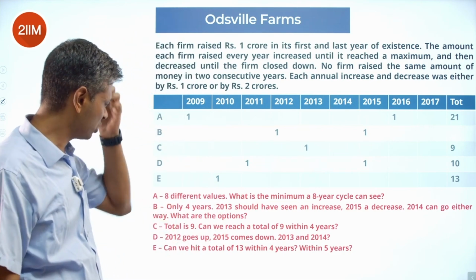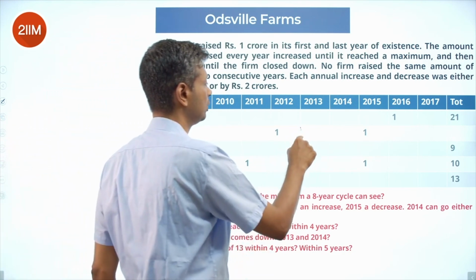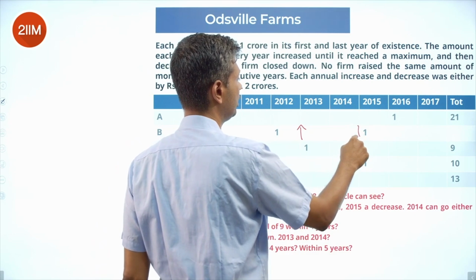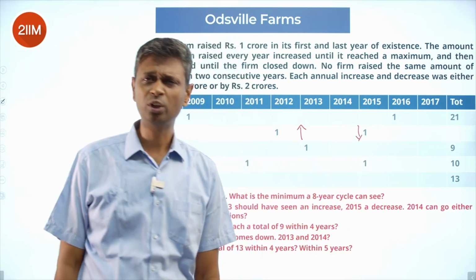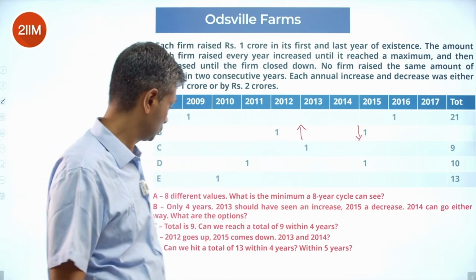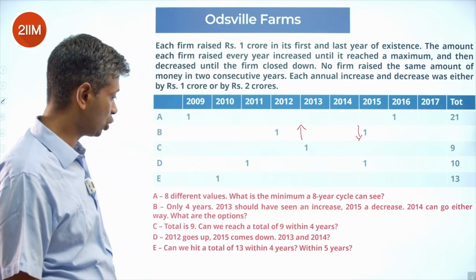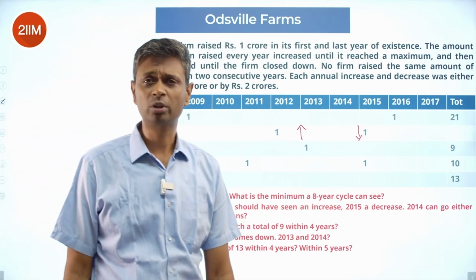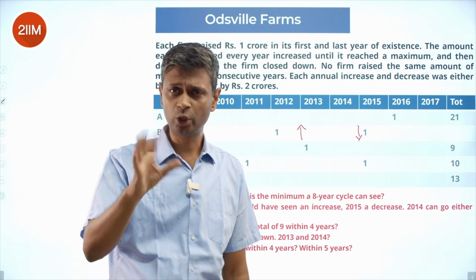Only 4 years. 2013 should have seen an increase. 2015 should have seen a decrease. 2014 could go either way. 1, 2, 3, 1 or 1, 3, 2, 1. Total is 9. Can we reach a total of 9 within 4 years? Not possible. 1, 2, 3, 1 is the only possibility, or 1, 3, 2, 1, adding up to 7.